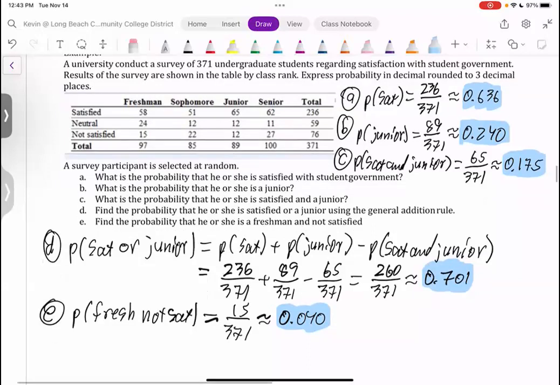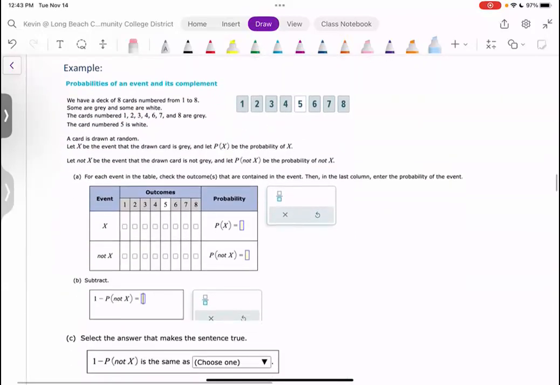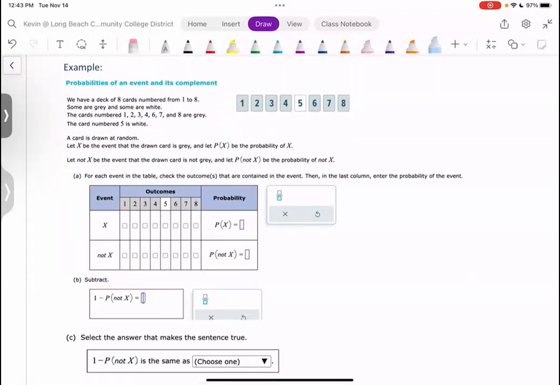Let's do some ALEKS problems. We have a deck of 8 cards numbered 1 through 8. Some are gray and some are white. The cards numbered 1, 2, 3, 4, 6, 7, 8 are gray, and the card numbered 5 is white. The card is drawn at random.